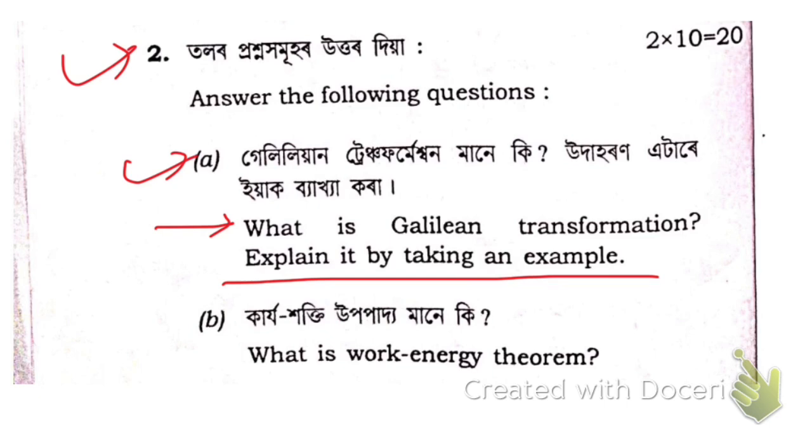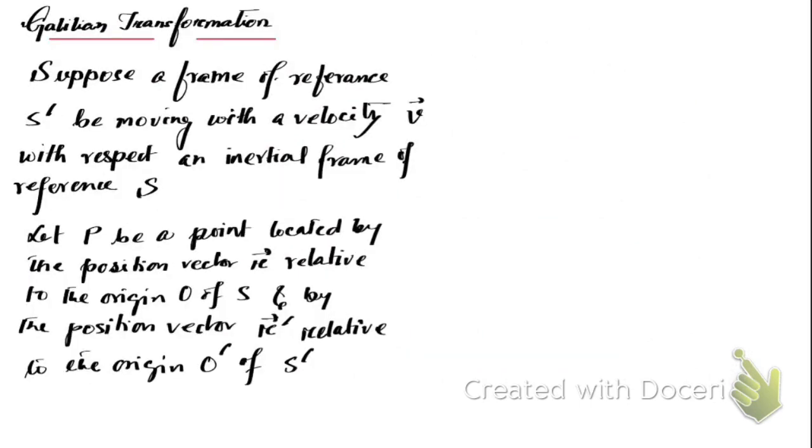Let me take a new slide to answer this question. Let us assume we have a frame of reference, suppose S dash, which is moving with a velocity v with respect to another frame of reference, that is S. Its origin is O, and the origin of S dash is O dash. Suppose we have a point P here.